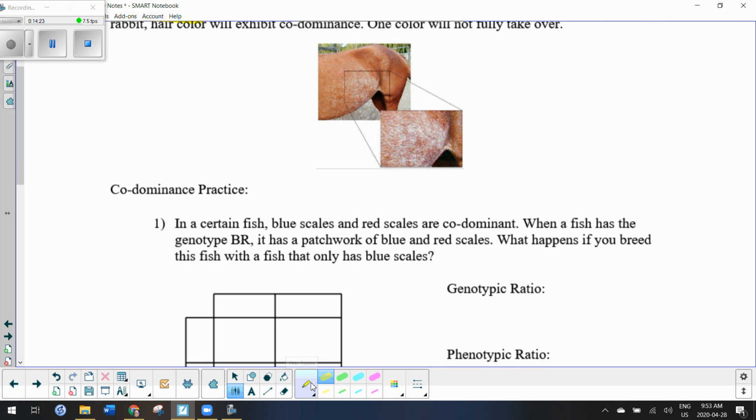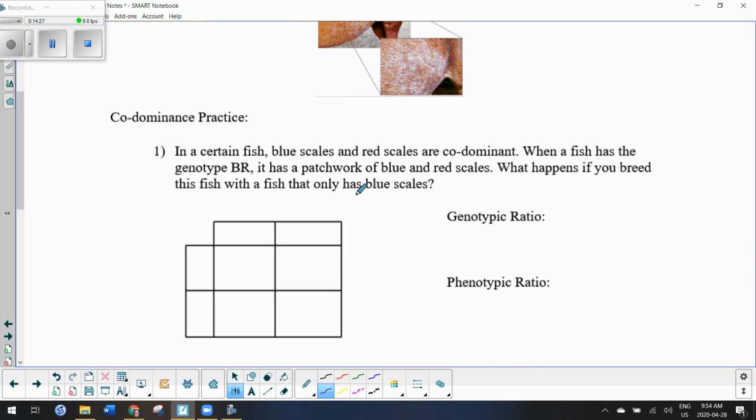So you're going to do this the same way you did the previous one. But now I'm going to switch it to different letters to represent the different colors. Okay, and you can do either or when you're doing your assignment, because this is all going to be multiple choice since we're online learning. So in certain fish, blue scales and red scales are codominant. When the fish has a genotype BR, it has a patchwork of blue and red scales.